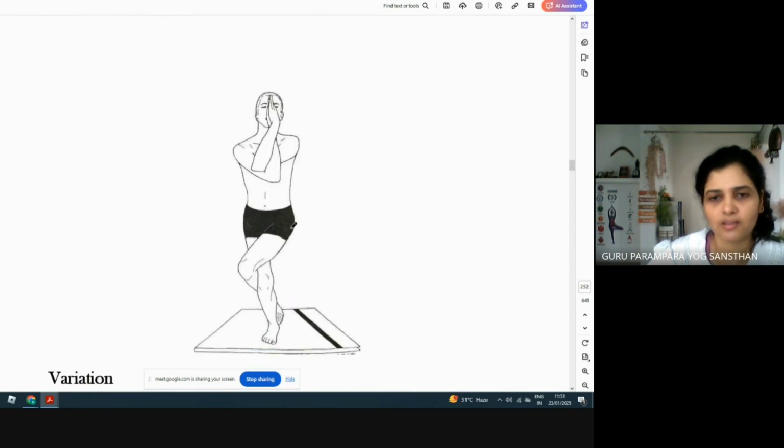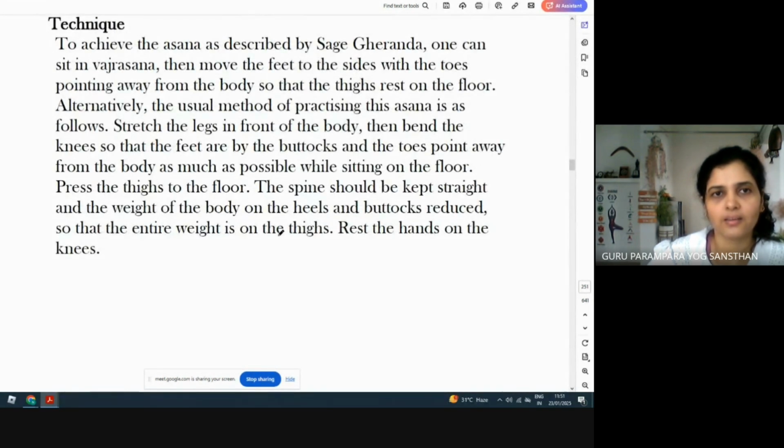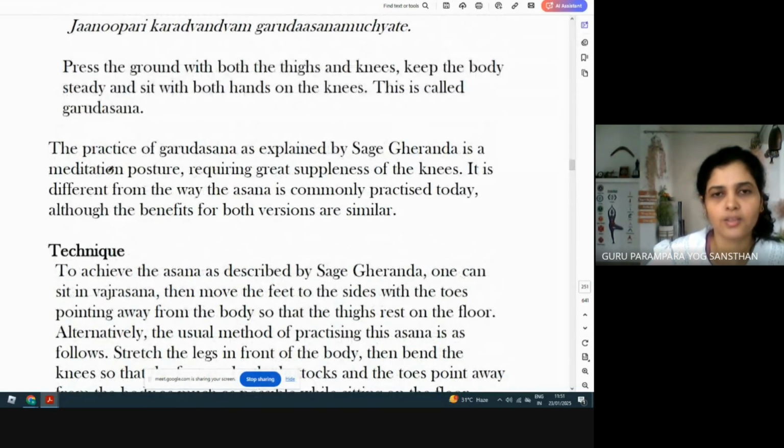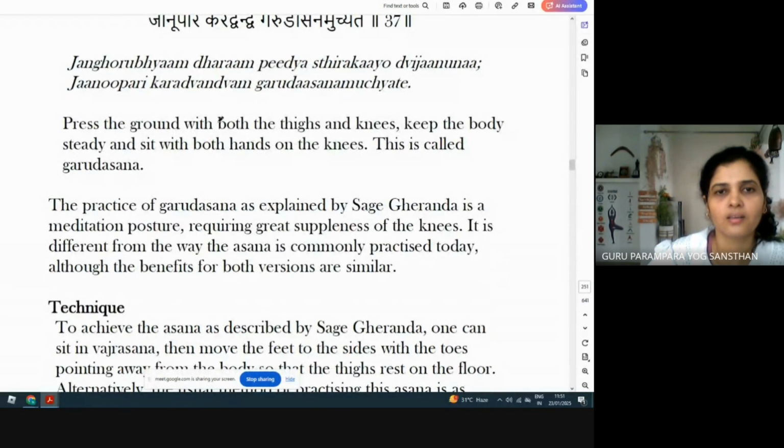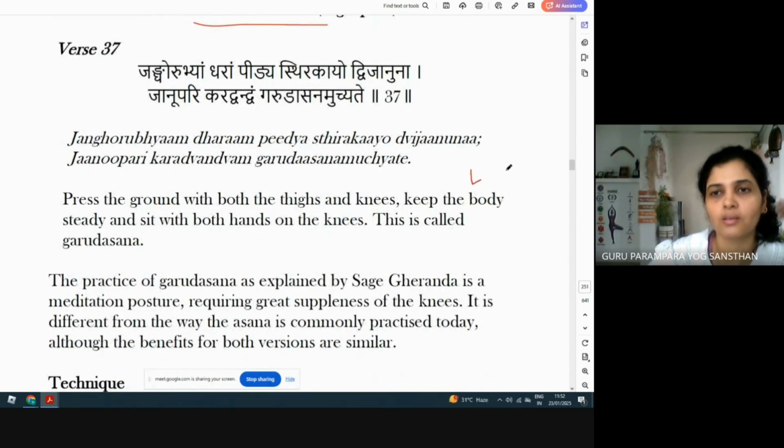They are not saying this. They are telling slightly different. The practice of Garudasana: thighs and knees, they are not twisting it here. Keep the body steady and sit with both hands on the knees. It is totally different from what they are showing in the picture. They are showing that both the hands should be on your knees. Press the ground with thighs and knees like Vajrasana and hands on your knees. Like we do Vajrasana actually.